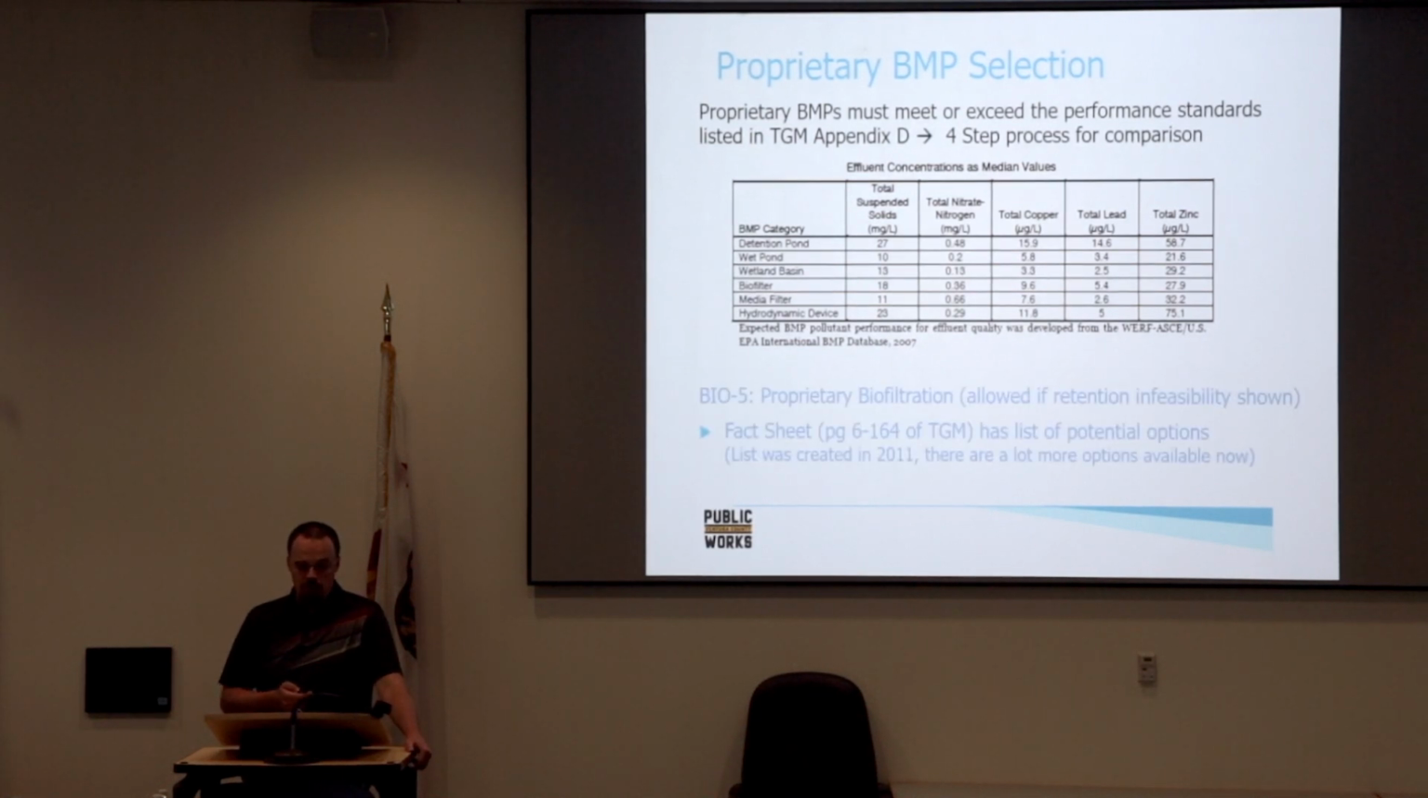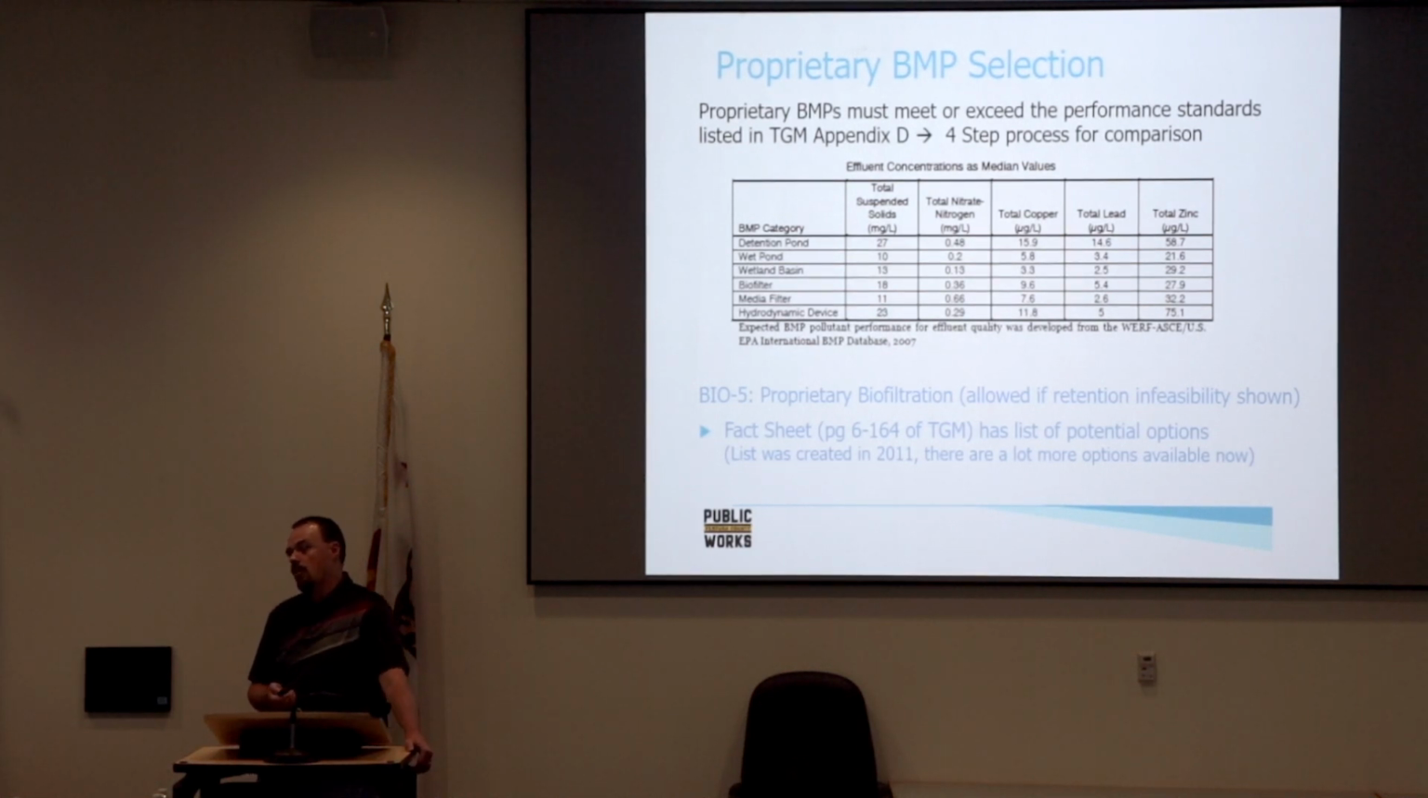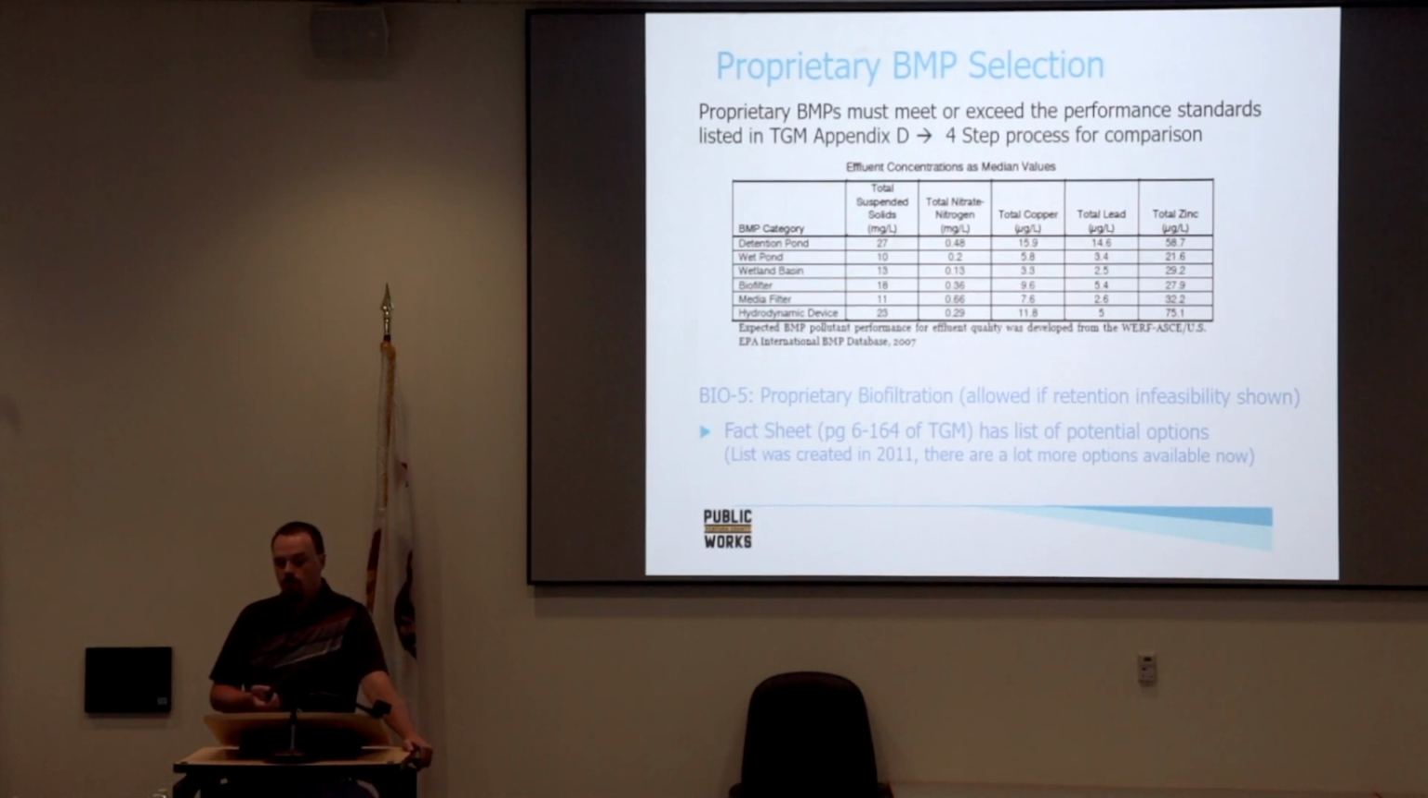And that just kind of touches on Bio 5, which is proprietary biofiltration. The fact sheet on page 6-164 of the TGM lists a bunch of different options, like Modular Wetlands is one of them, Filterra is another. There's a few other devices. This was also constructed in 2011. Since then, there's been a whole plethora.